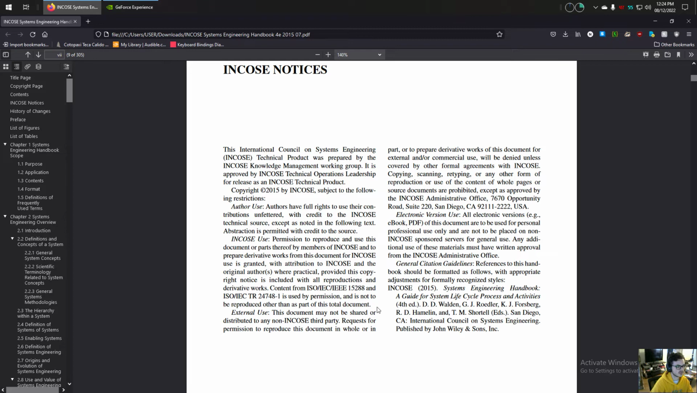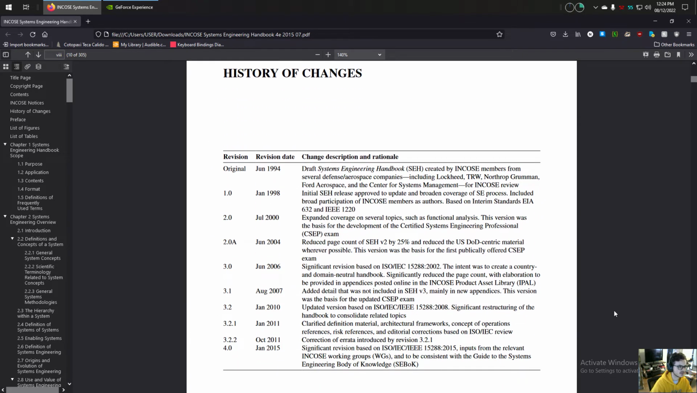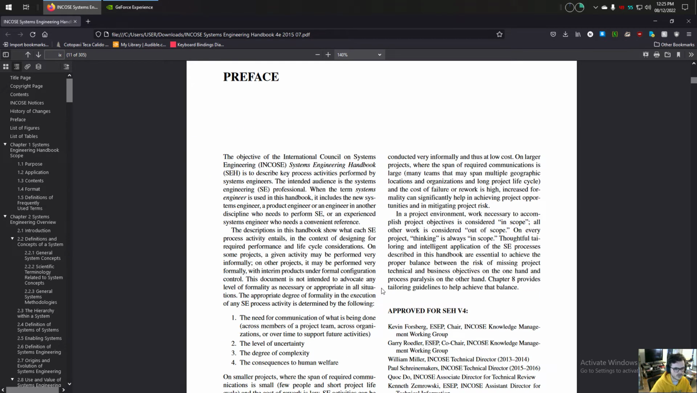There's the notices. History of changes. Original was 1994. This most recent version is from 2015. I'll go ahead and read the preface here as well.